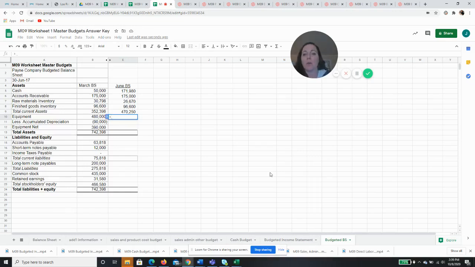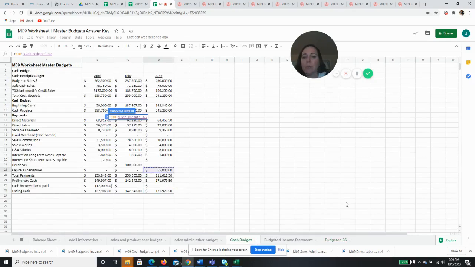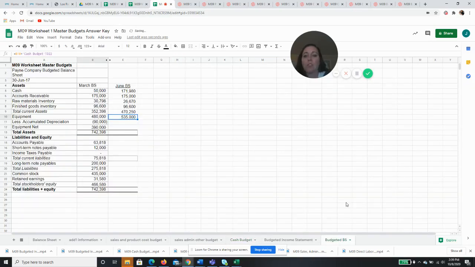Our equipment. Our equipment at the end of March was 480. And then did we buy anything? We sure as heck did. If we go to our cash budget, remember in June we bought $55,000 worth of equipment. So our new equipment balance is 535,000.